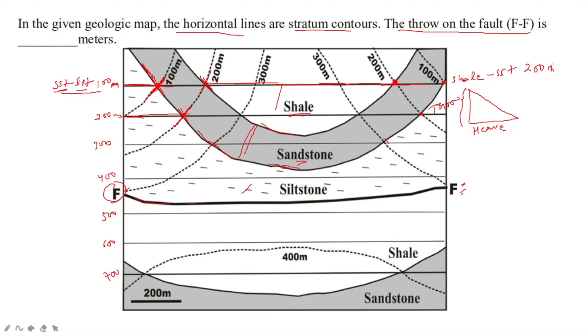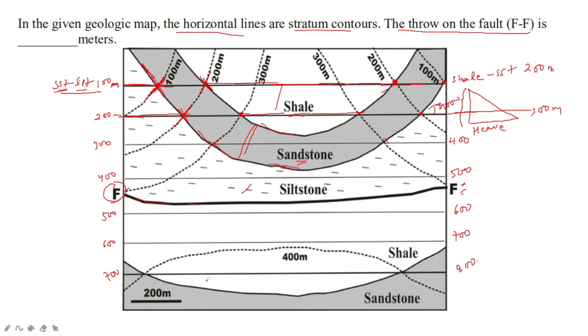If you move here, you see that for this bedding plane, here is a 300-meter elevation contour. You draw a stratum contour which is this, which is 300 meters. As you move down, this is the 400-meter contour, 500, 600, 700 and 800.